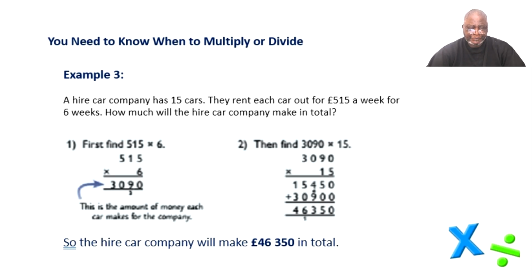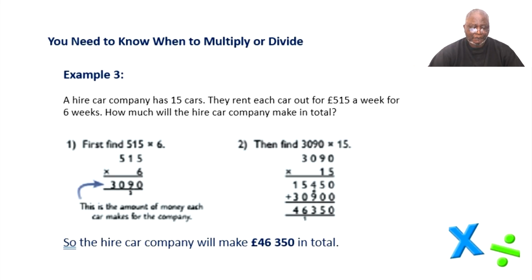You need to know also other methods, like for example in this example 3, a hire car company has 15 cars. They rent each car out for £515 a week for 6 weeks. How much will the hire company earn in total over the 6 weeks for the 15 cars? Now this example involves a two-stage calculation. First of all, you find out how much money one car will generate in 6 weeks. Then your answer, you apply it to the 15 cars. And this is how it's done.